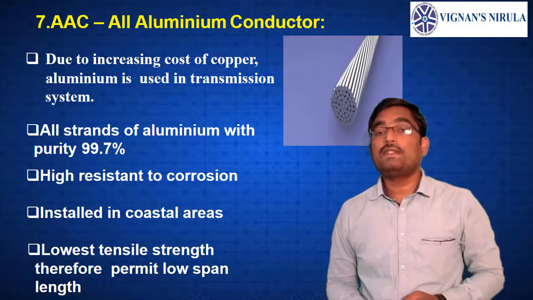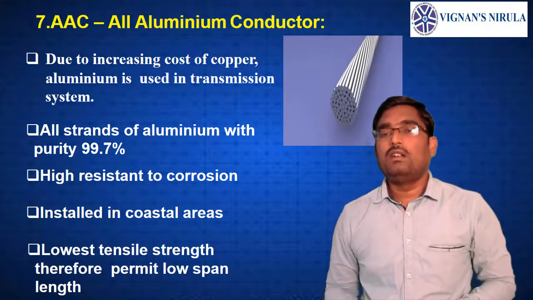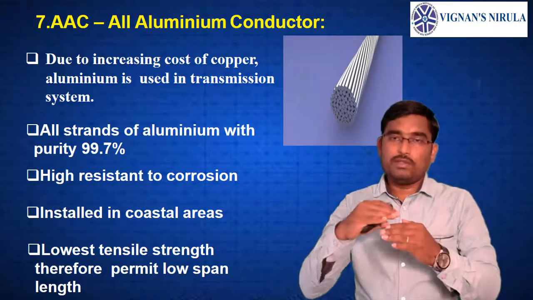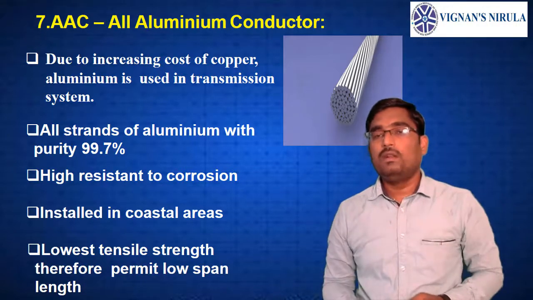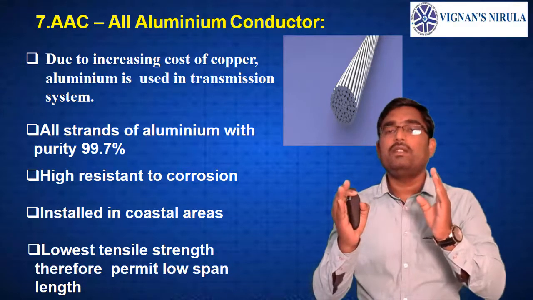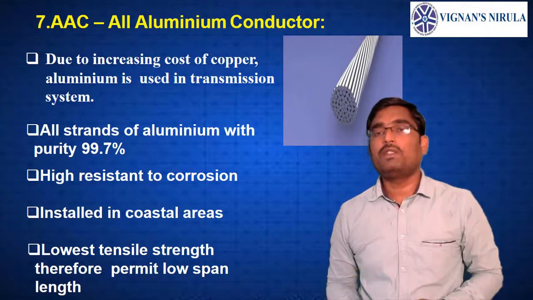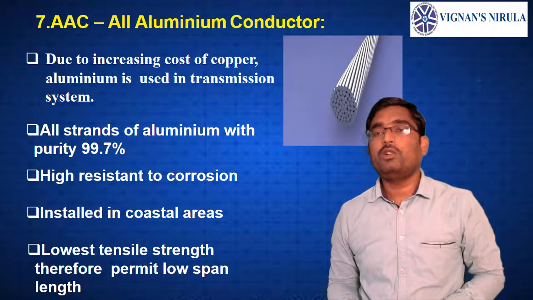It has the lowest tensile strength, therefore it permits only low span length. The tensile strength is reduced when compared to the previous cases, which permits low span length. Span length means the distance between two towers. All aluminum conductors means all the strands are manufactured with pure aluminum, without any central core of steel.